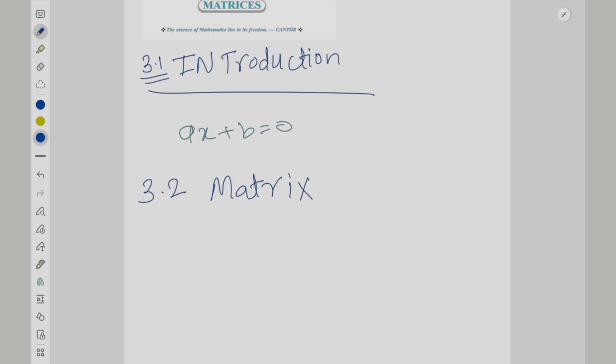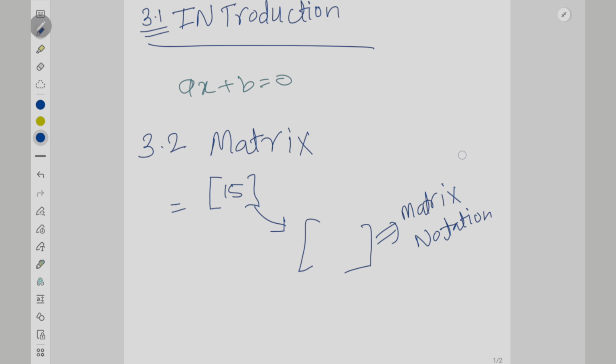Suppose we wish to express the information that Radha has 15 notebooks. We can represent it in this form: Radha has 15 books, expressed like this, with the understanding that the number inside is the number of books. This notation is a matrix notation.